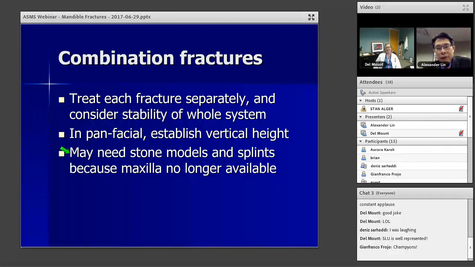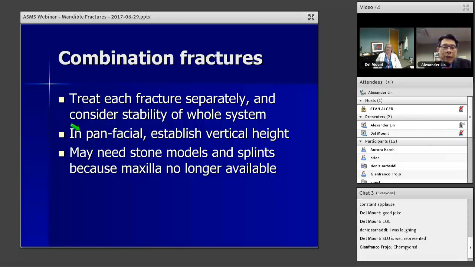In the combination fracture, I'm simplifying it here, but really it's not that complicated. It's combined, but it's not necessarily complicated. And the way I really treat each fracture separately and then consider the stability of the whole system. So just because there's more than one fracture doesn't mean you have to do anything that different. You still have to gain stability. You still have to get bone to heal at each site. But you may have to consider the whole system. You may increase your odds of doing maxillomandibular fixation and leaving them locked in as an additional stabilizing measure.